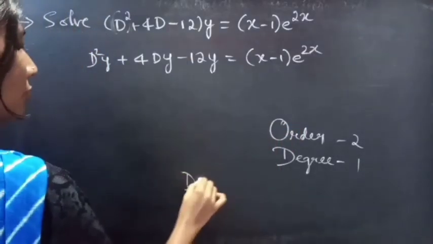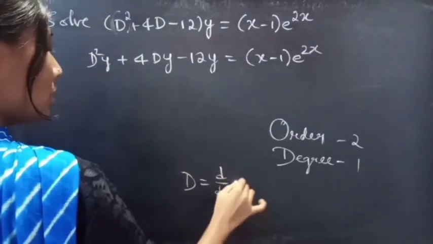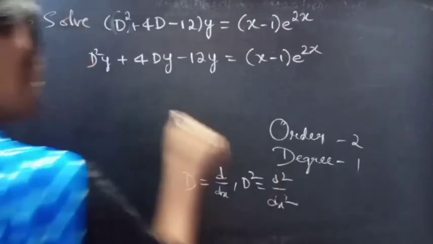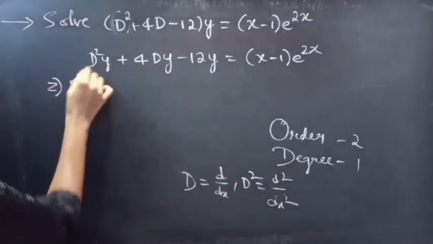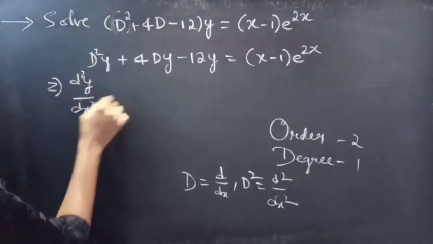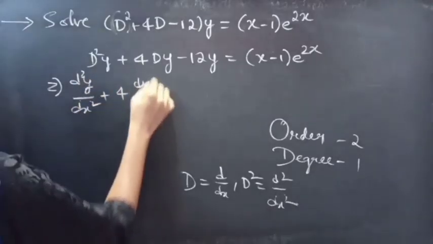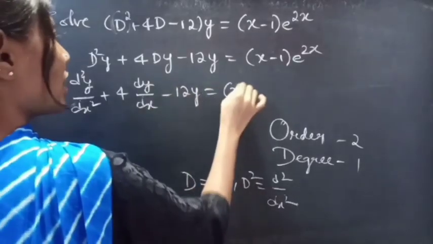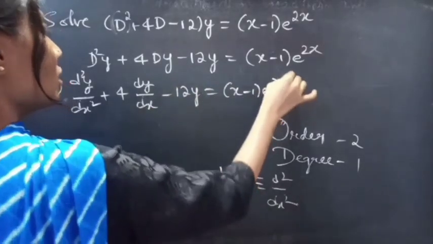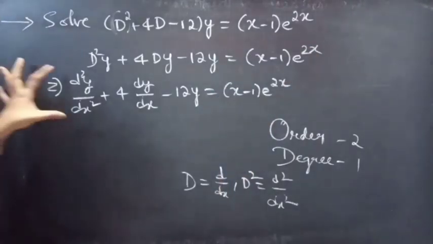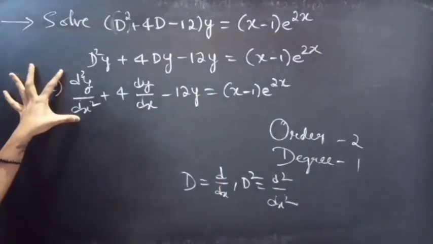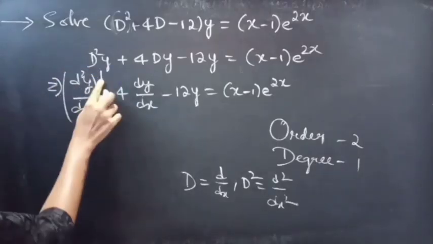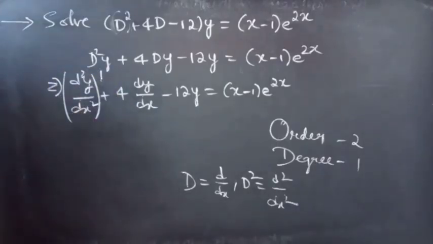We know that D is a differential operator. Then D² will be d²/dx². Now we can write this equation as d²y/dx² + 4 dy/dx − 12y = (x − 1)e^(2x). Here d²y/dx² is the highest derivative, so our order will be 2, and the highest power of the highest derivative, the degree, is 1. Right? Now coming to the problem.